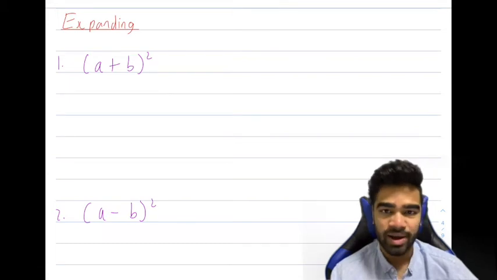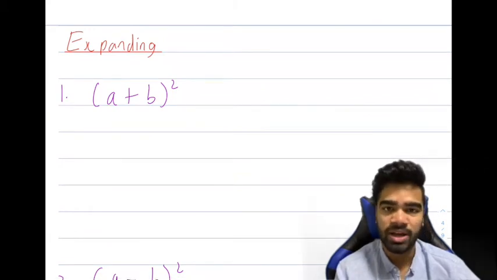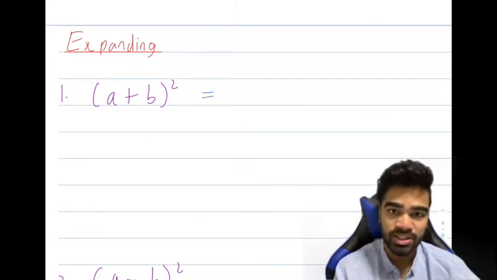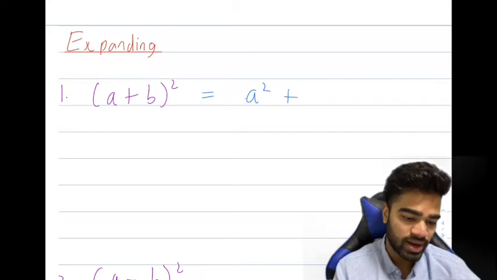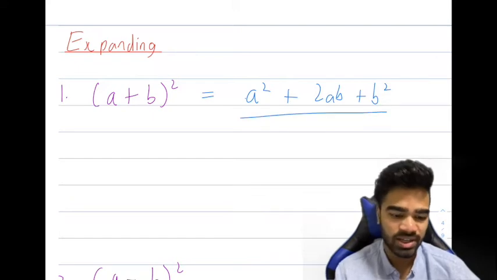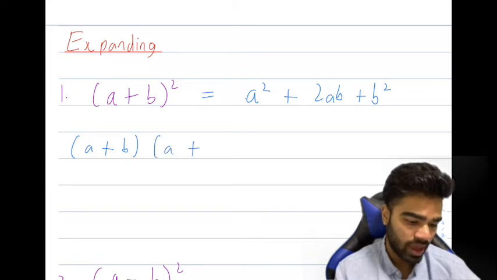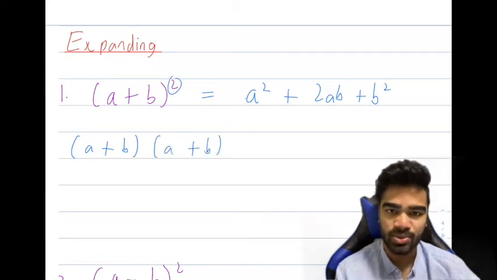And this is all about perfect squares. These are called perfect squares. So (a plus b) squared. I'll tell you the formula and I'll show you how I got it. The formula to expand this is actually a squared plus 2ab plus b squared. You guys might already know this, but I'll show you how we actually get this formula. Imagine (a plus b) squared is nothing but (a plus b) times (a plus b), twice, because of the square, it's the same thing.